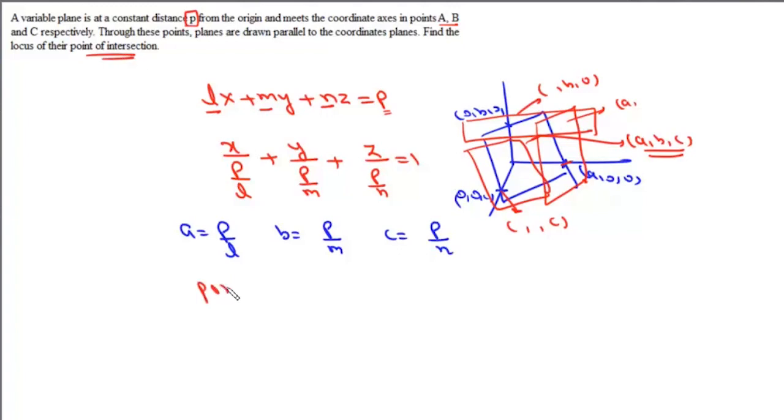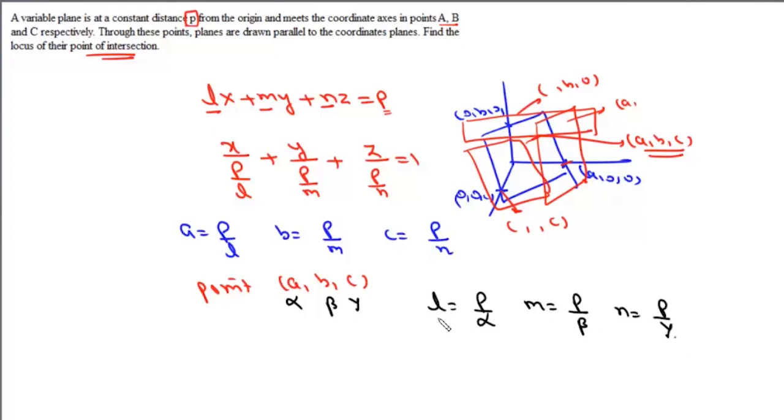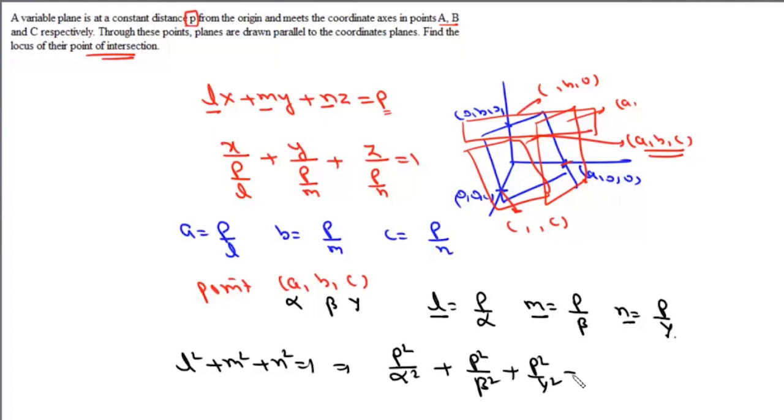Now their point of intersection is a, b, c, and since it is a locus question, we'll take this point as alpha, beta and gamma. So from here we can write l is p upon alpha, m is p upon beta, and n is p upon gamma. Now we need to eliminate l, m and n. We know that l square plus m square plus n square is 1. So from here we can write p square upon alpha square plus p square upon beta square plus p square upon gamma square equals 1.